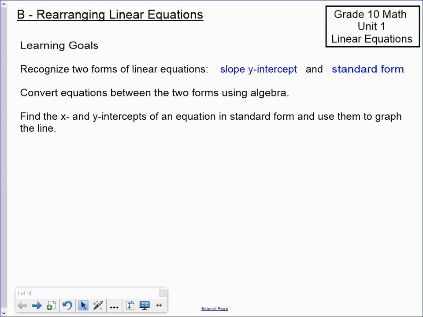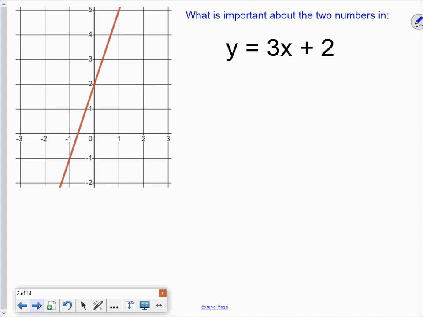And then finally, we're going to look at a little application of standard form, which is finding the x and the y-intercepts of an equation from that standard form and using them to graph the line. So let's just jump right in here with looking at an equation of a line here.